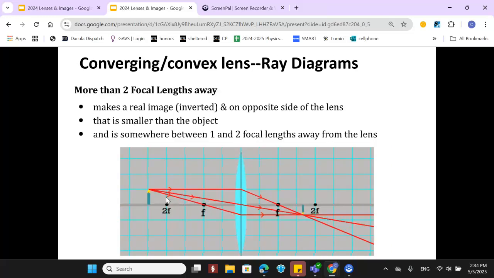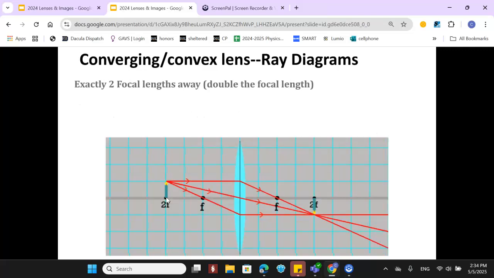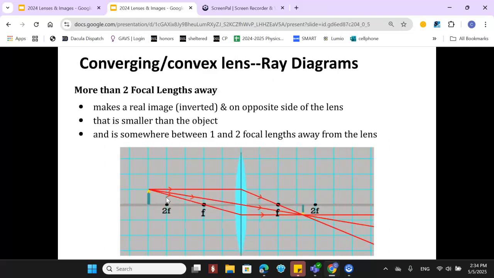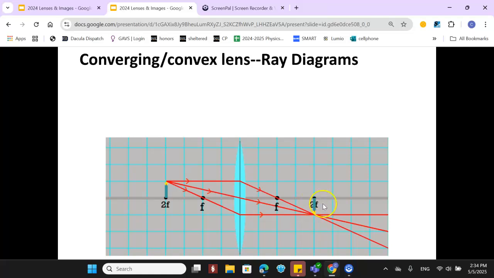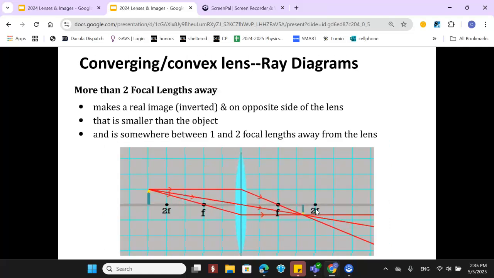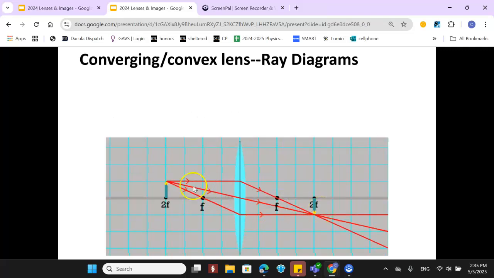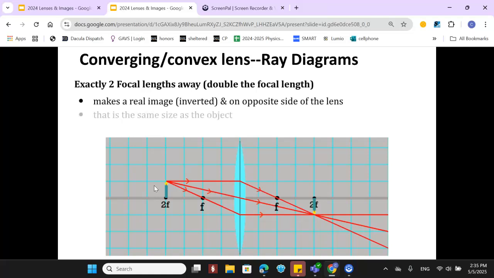So see, this one was smaller. As we get closer to the lens, as we move from past 2 to 2, the image is going to get bigger, but it's going to get further away. So you see this image was in between 1 and 2. At 2 focal lengths, it's a little bit further. Same distance, same size at exactly 2 focal lengths.